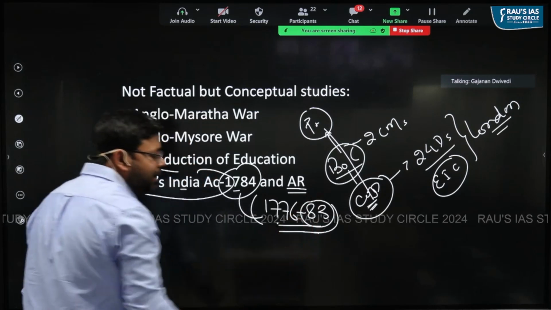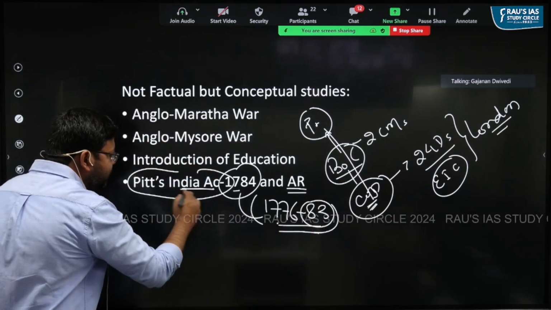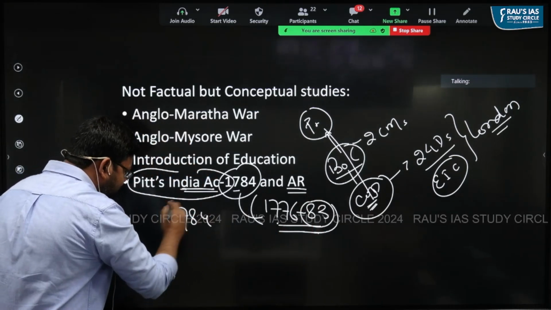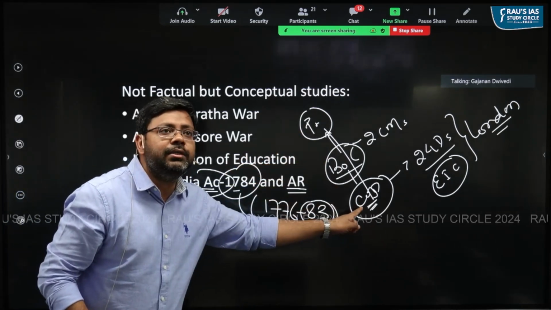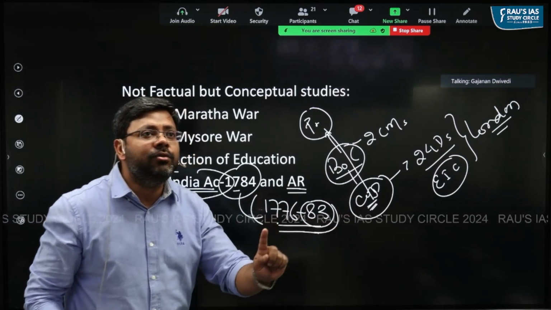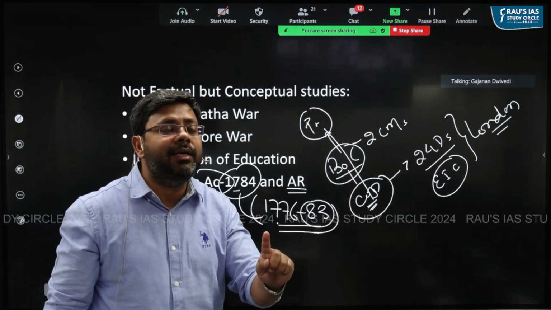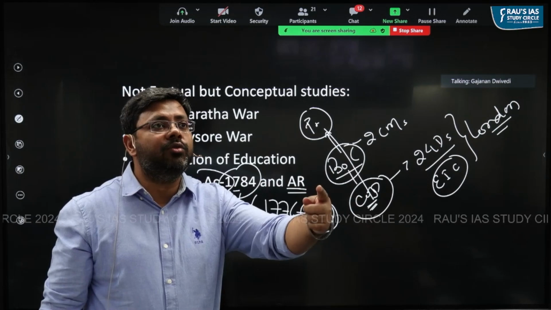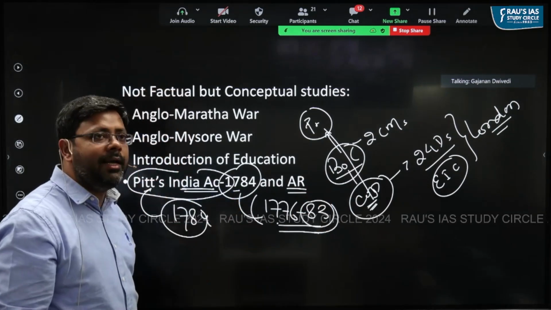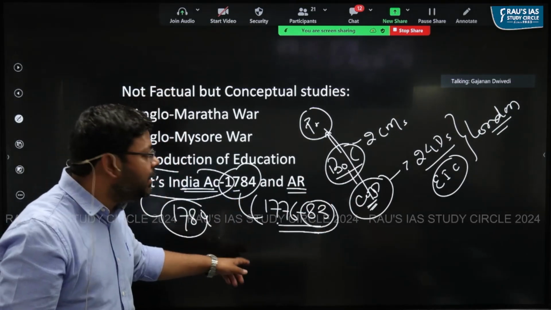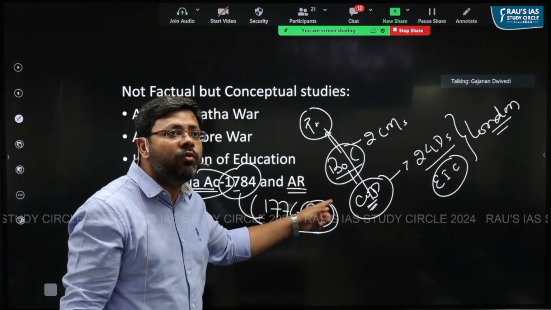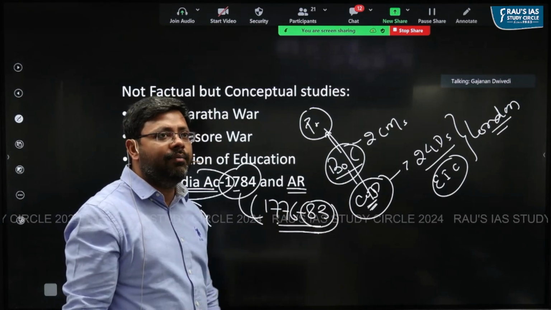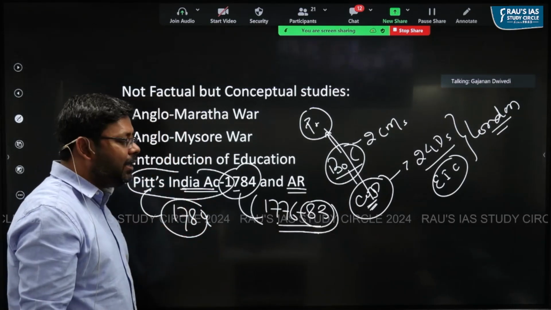In 1783, they lost America. Don't you think that in 1784, they brought the Pitt's India Act, and that was increasing the control of the British government over the East India Company? Through the East India Company, the British were now increasing their control over India because they had just lost America. It was certain that it would increase the control of the British government over India through the East India Company. That is why the Pitt's India Act was there.